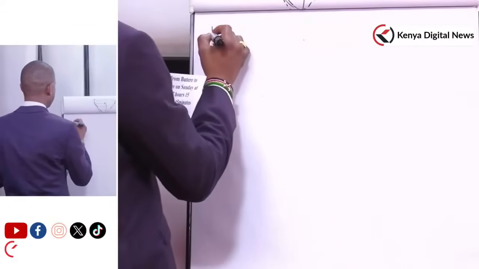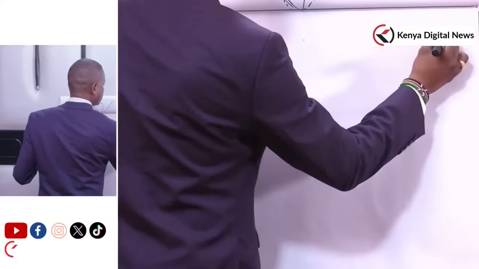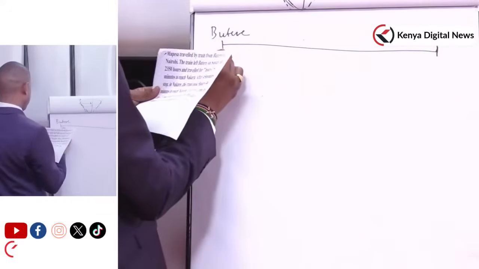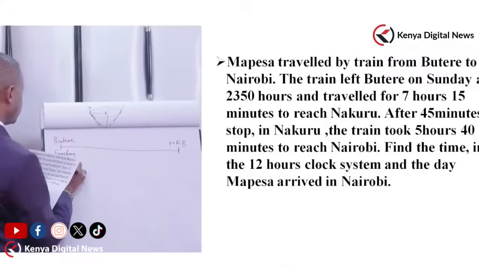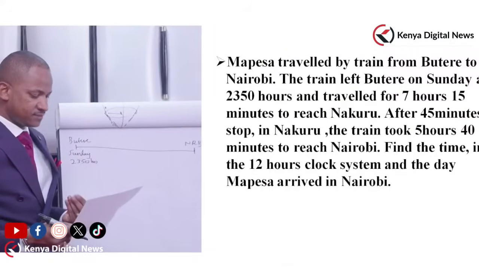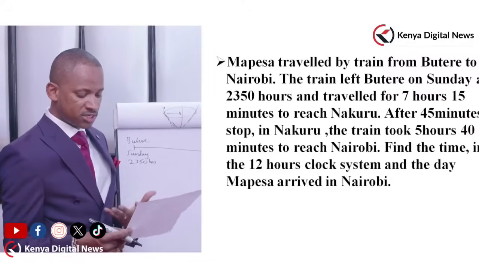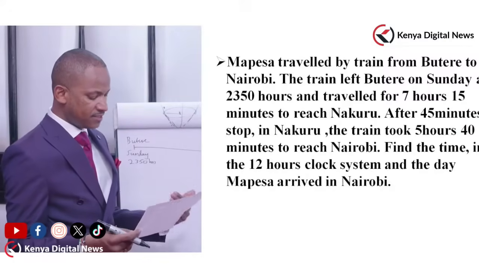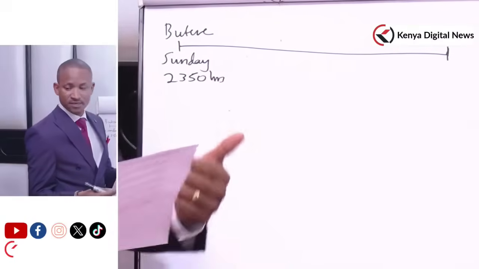So from Butere to Nairobi. The train left Butere a day like today on a Sunday. But it left at what time? At 23:50 hours. And traveled for 7 hours 15 minutes to reach Nakuru. After a 45 minutes stop in Nakuru, the train took 5 hours 40 minutes to reach Nairobi. Find the time in the 24 hours clock system and the day Mapesa arrived in Nairobi.